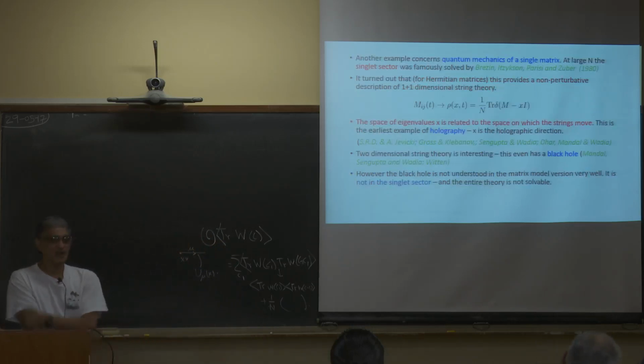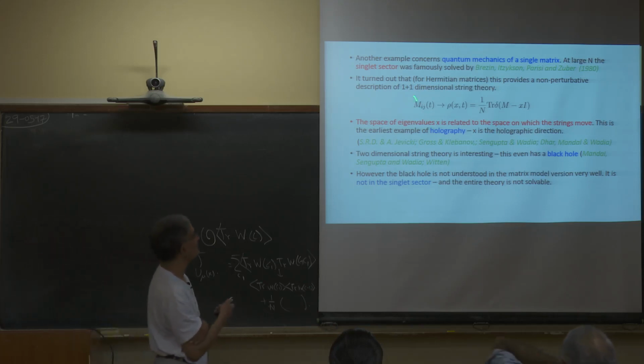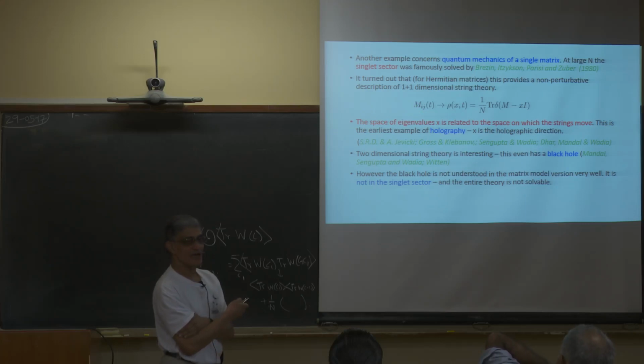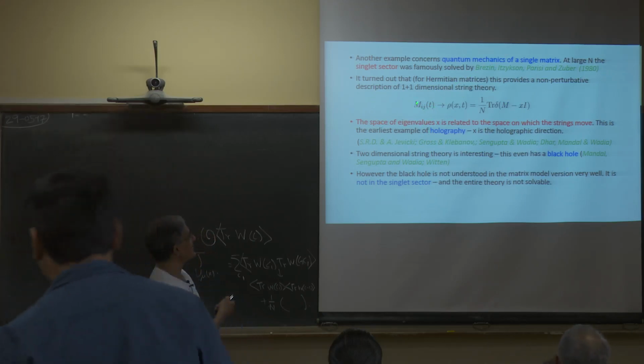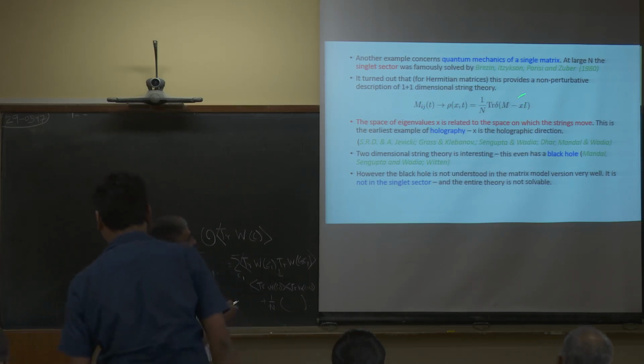Another very well known example, solved in a very famous paper by Brezin, Itzykson, Parisi and Zuber, again around 1980 or so, is the quantum mechanics of a single matrix. What you have is a single Hermitian matrix M_ij in an action formalism. It is a dynamical variable, a function of time, and in the singlet sector you can encode all the information about this into something called a density of eigenvalues, which is defined in this particular way.